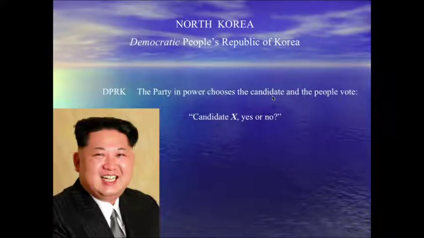So lots of countries like to call themselves democratic. And the German Democratic Republic was one of them, as we know, and North Korea is another. Basically what happens is that the party in power, the only party, chooses the candidate, the only candidate, and the people then vote candidate X, yes or no. Well, sometimes it's candidate X, yes or yes, but this system is, well, not very good.